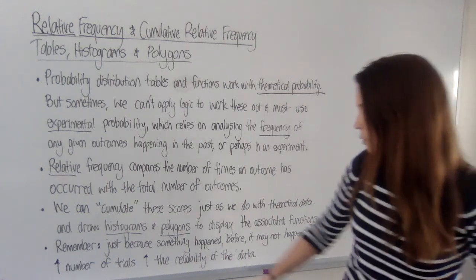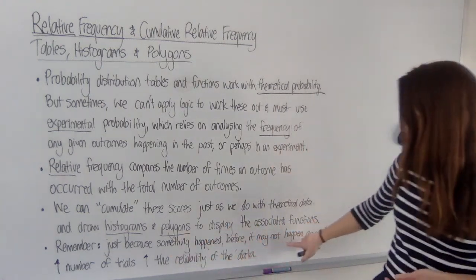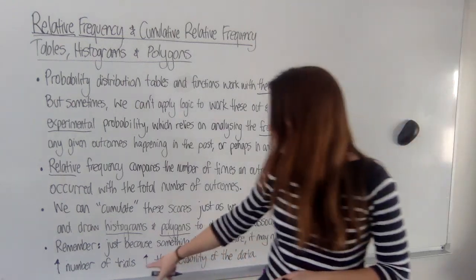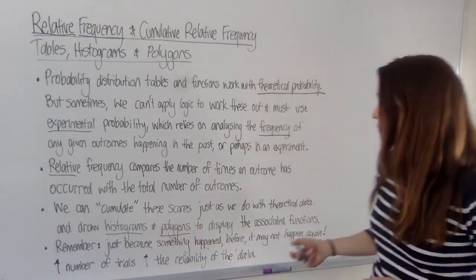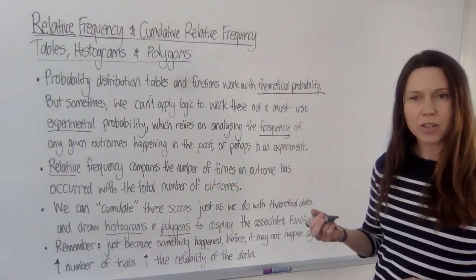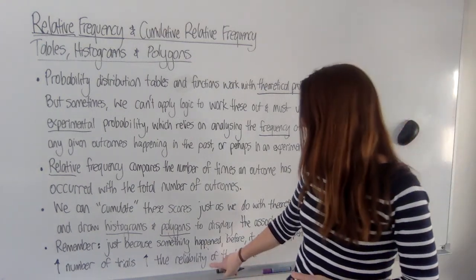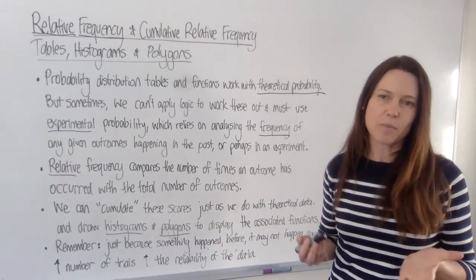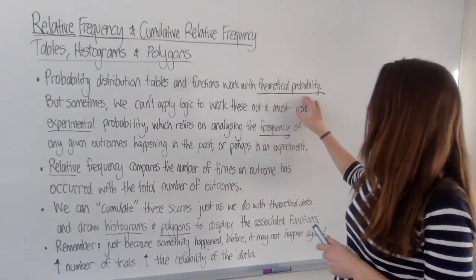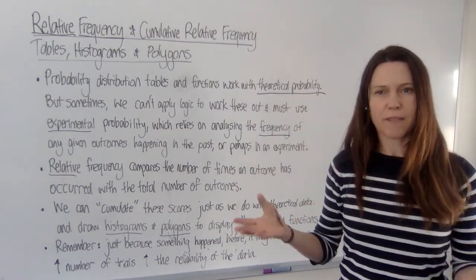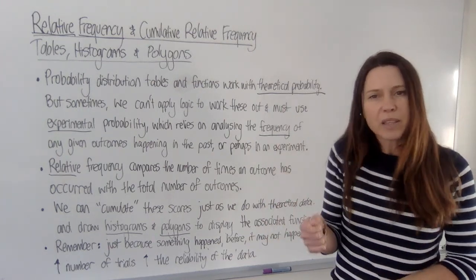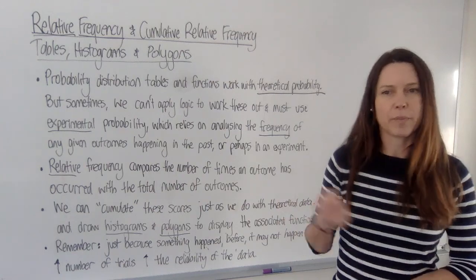But, important thing to remember, just because something happened before, that does not mean it's going to happen again. So if we increase the number of trials or we look at more and more situations that are the same, then we're going to have much better reliability in our data. And in fact, the same sort of problem occurs with theoretical probability. Just because I have a 1 in 2 chance of flipping heads when I flip my coin, that doesn't mean that I'm going to get 5 heads when I flip the coin 10 times.